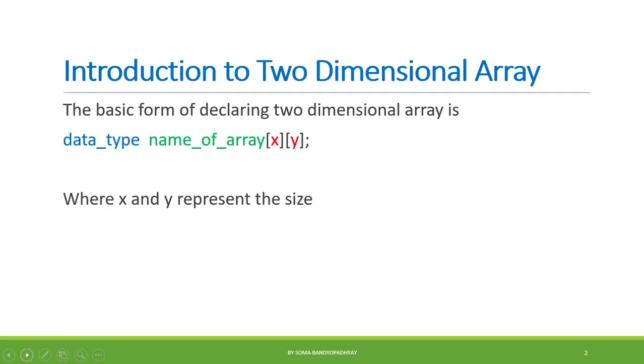First of all, we shall discuss the basic form of declaring a two-dimensional array. You have to specify the data type, the name of the array, and within square brackets we have to specify the size, where x and y represent the size.